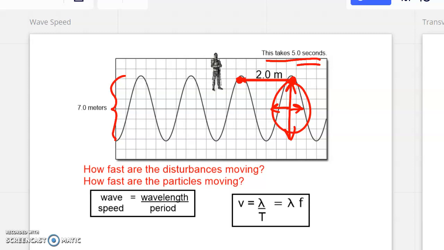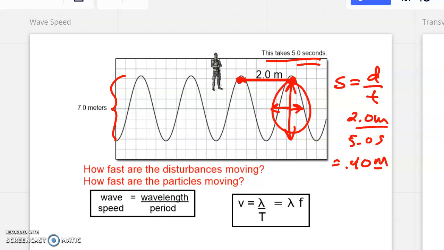How did we get there? Well, anytime we want to have a speed, we take the distance and divide by the time. And so I'm going to say that it was the 2 meters and divide by the 5 seconds, and I'm getting 0.4 meters per second for the wave speed.